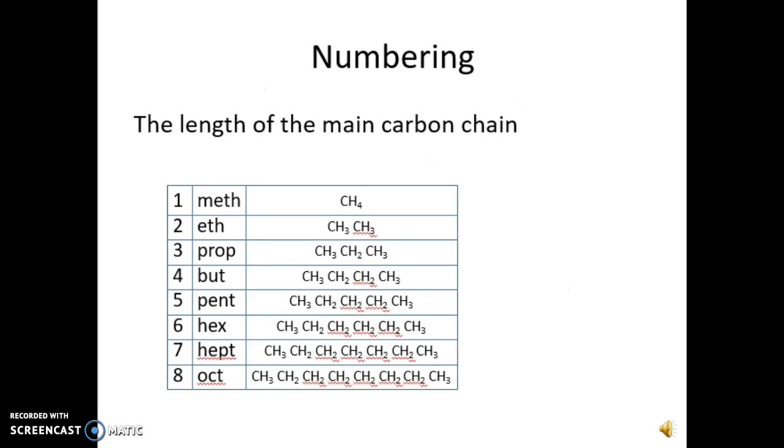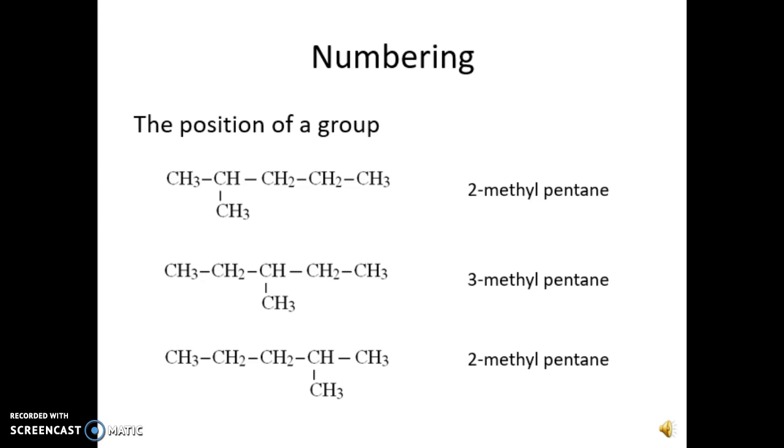As I've said in the past, you need to be able to identify and use these terms for the number of carbons in the chain. This indicates the number of carbons in your structure. Go on to the next one.